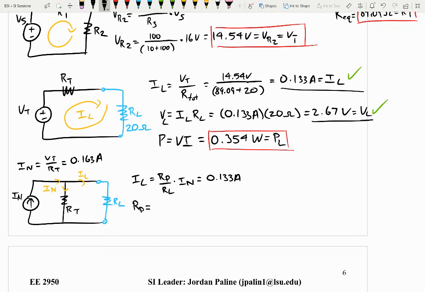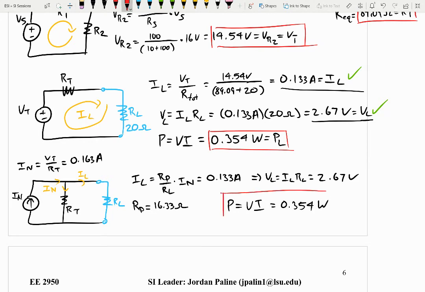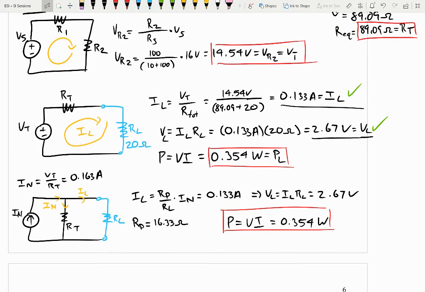Our parallel value is 16.33 ohms. So therefore, V of L, I of L times R of L, gives you the 2.67 volts. So same process either way. The power will still end up being 0.354 watts. So it's your world. Do whatever you want to find these power values. You can either do the Norton or the Thevenin. It's really up to you.